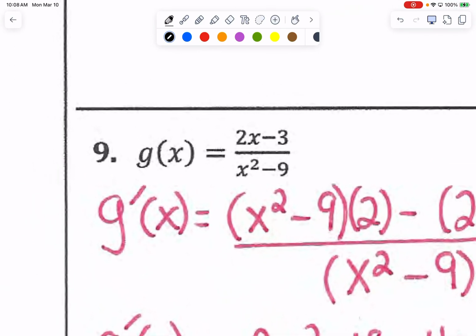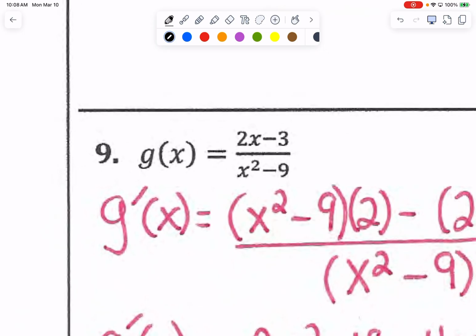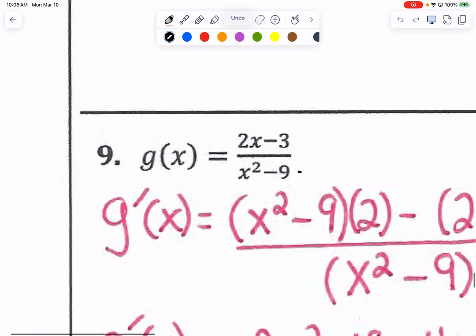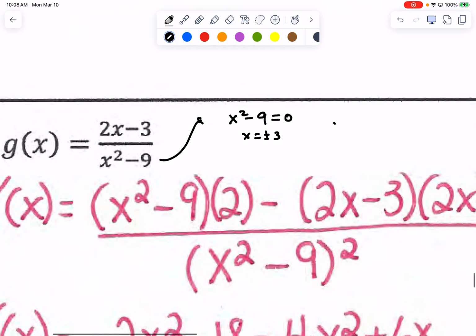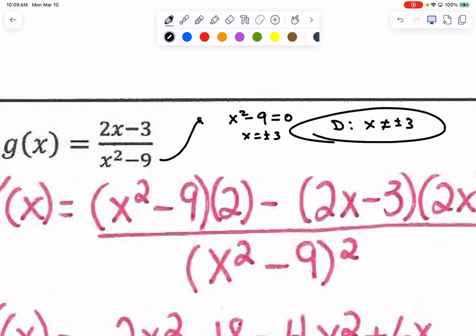This is an easy one to check domain for. Look at the original equation. What cannot be in the domain of a fraction? 0. So we don't want the bottom to equal 0. So what I'm going to do is figure out where it equals 0, which is plus or minus 3, and say the domain is what? The domain cannot equal plus or minus 3. So whatever, if I get that for a critical value, what do I have to do?